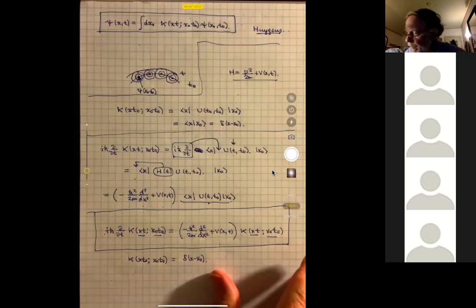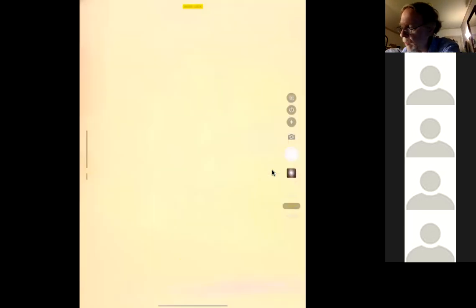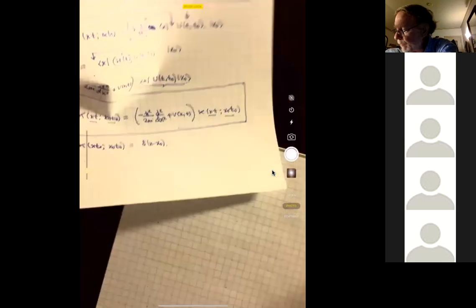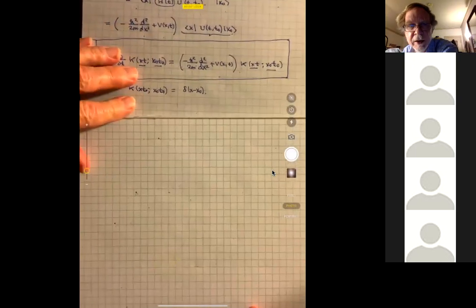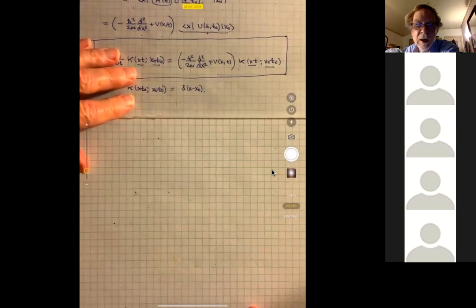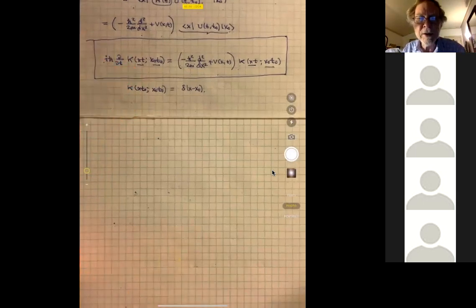To proceed with the propagator, I think it helps to have an example. So let me work one out. And naturally, the example we'll do is the case of the free particle, because it's not only doable, but it's also useful in practice.